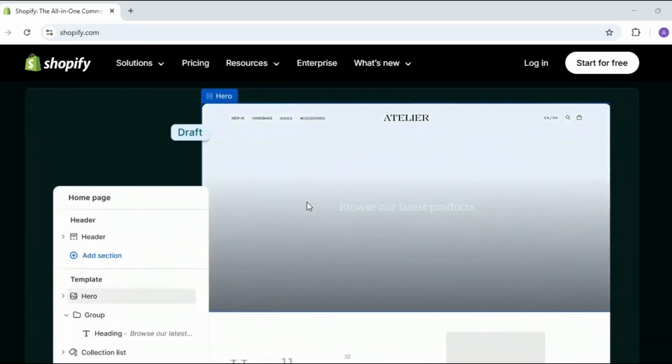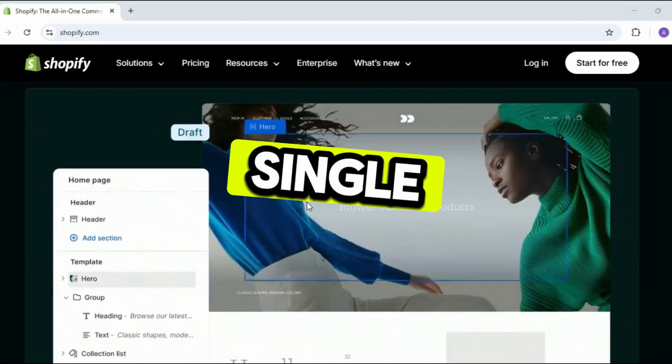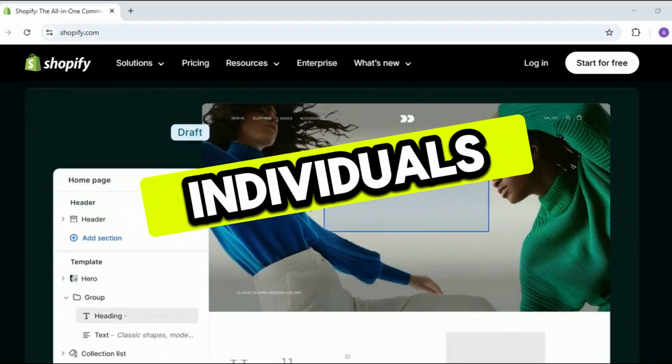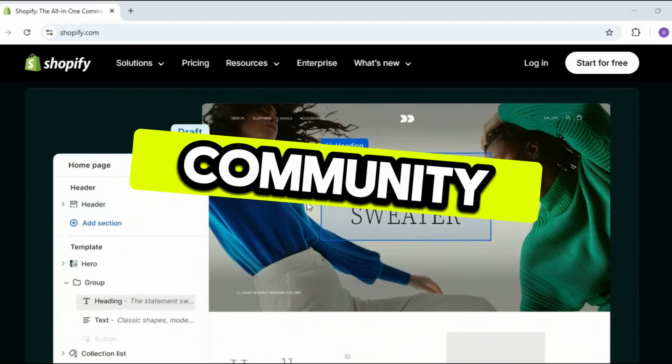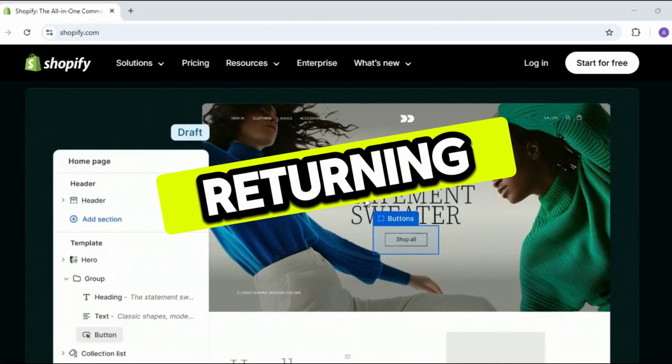And just like that, you can stop thinking of your customers as a single group and start understanding them as individuals. Customer reports help you build a community, not just a list. What's your returning customer rate?